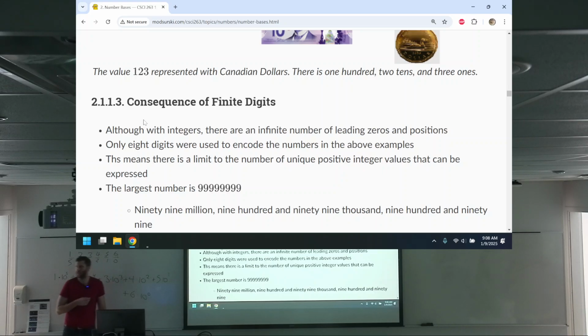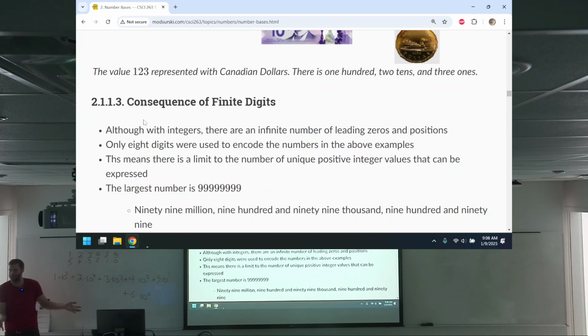Okay, consequence of finite digits. With integers, there is an infinite number of leading zeros, right? They go on forever. Now, I only showed you 8, though, because I don't have room for an infinite number of zeros. I just drew 8. Because I have a finite amount of space to represent these numbers on the screen, I am limited, right?